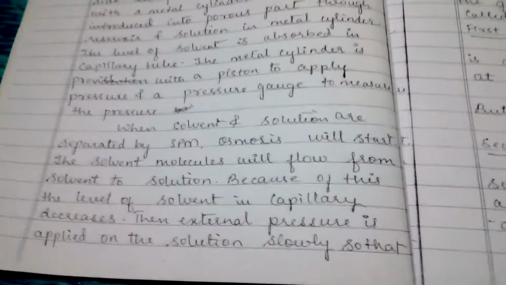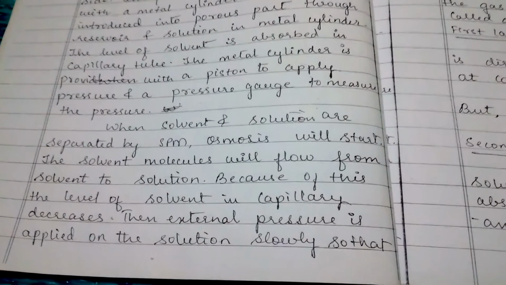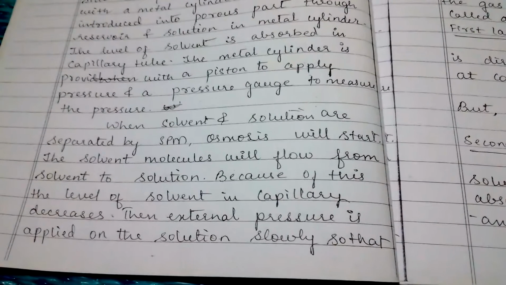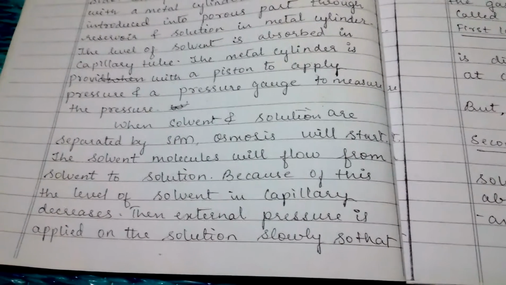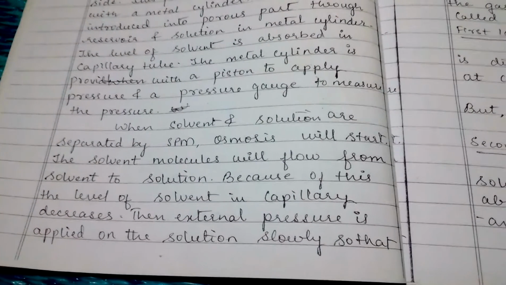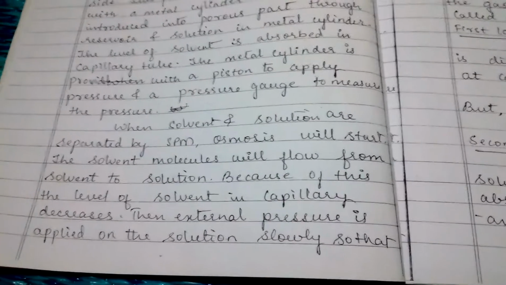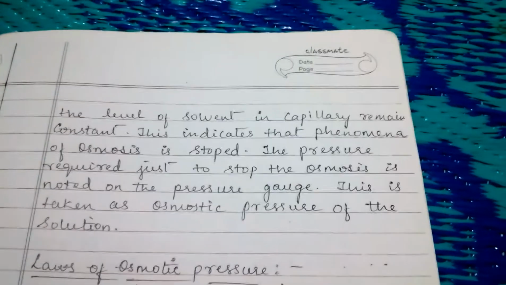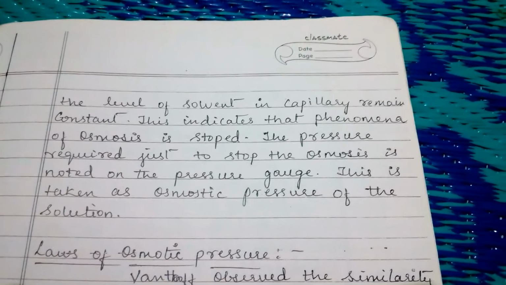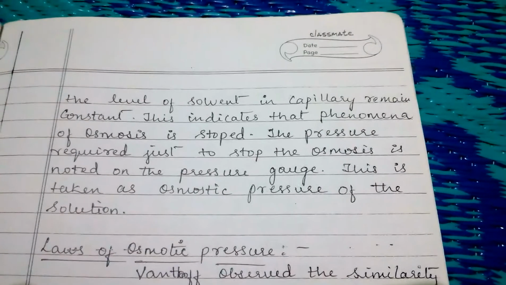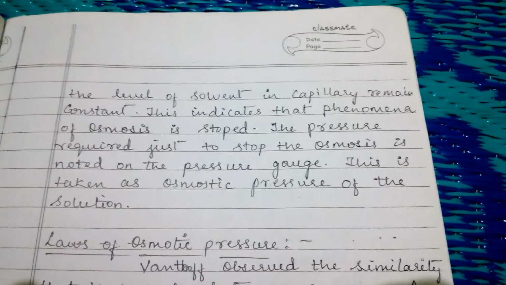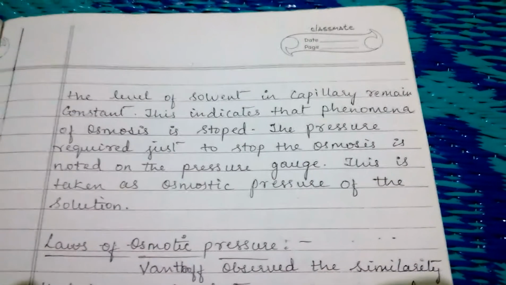When solvent and solution are separated by a semipermeable membrane, osmosis will start. The solvent molecules will flow from solvent to solution. Because of this, the level of the solvent in the capillary decreases. External pressure is applied on the solution slowly so that the level of the solvent in the capillary remains constant. This indicates that the phenomenon of osmosis is stopped. The pressure required just to stop the osmosis is noted on the pressure gauge. This is taken as the osmotic pressure of the solution.